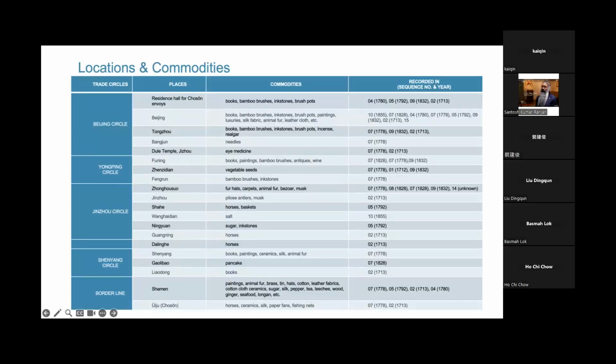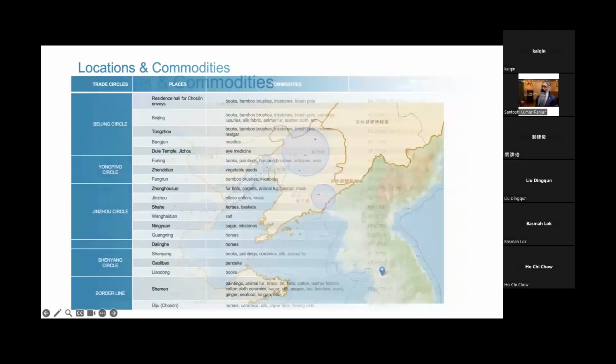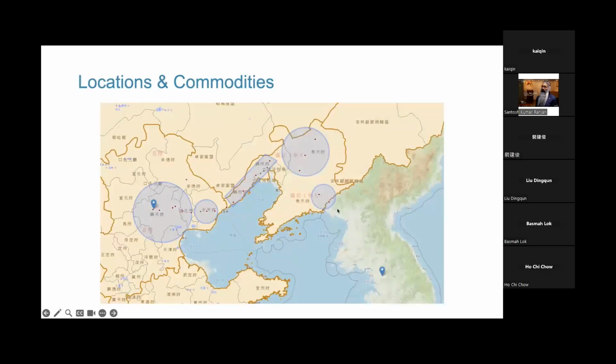So this border trade market is actually quite an international market in the 17th and 19th centuries, because both Chinese merchants and Korean merchants would come here to do trade exchanges. So not only people living in North China or Northeast China, but also people from the South or even Japan, they will come here to join the trade.